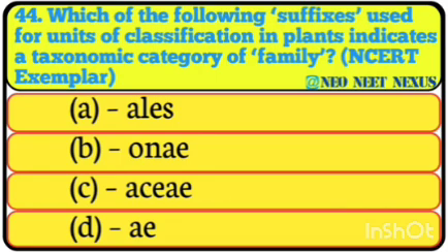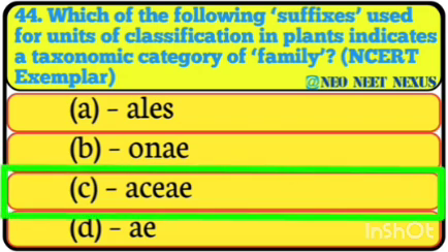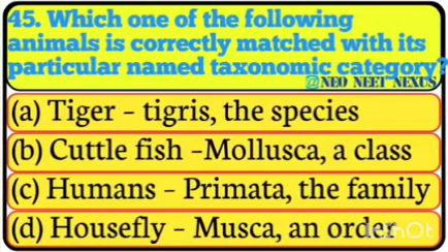Next, which of the following suffixes used for units of classification in plants indicates a taxonomic category of family? A. Ales. B. Oini. C. AC. D. E. Correct answer is option C. AC.